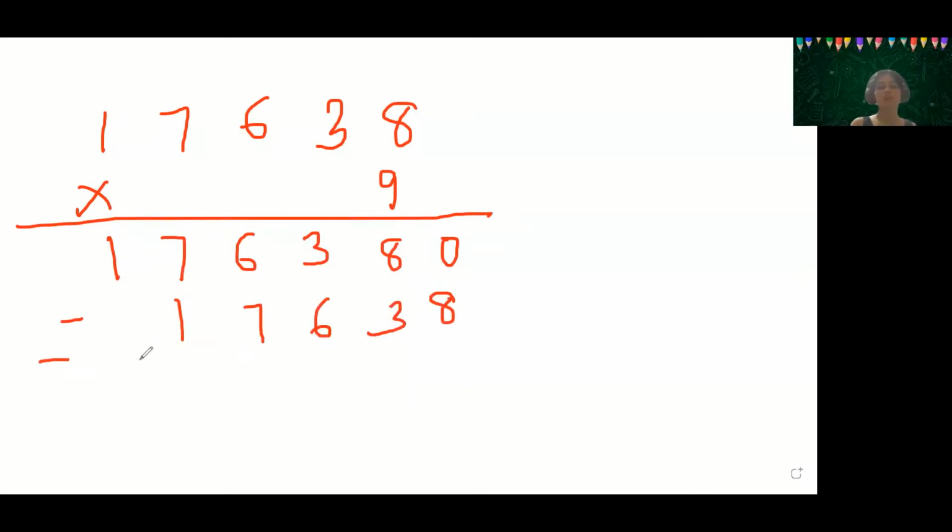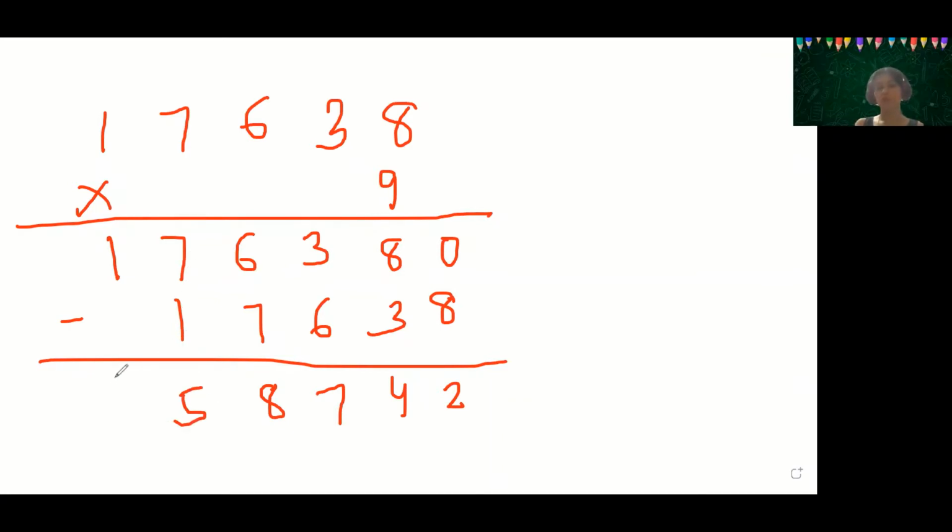17630 minus 1763. So the answer is 2, 4, 13 minus 6 is 7. Again it is 5, 15 minus 7, 8. 6 minus 1, 5. And 1. I hope it is clear. Can I write the next sum?